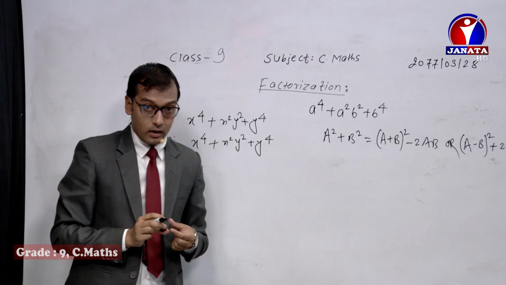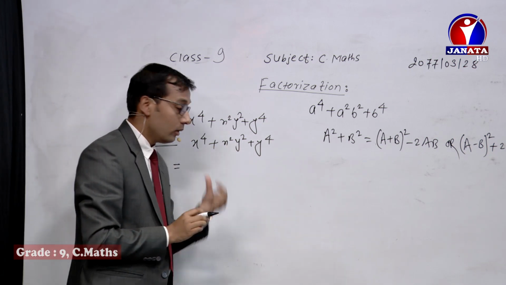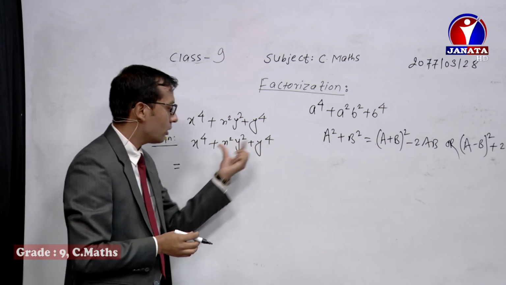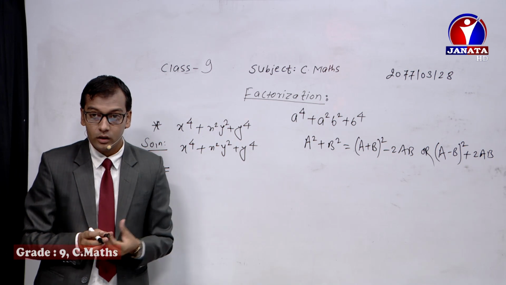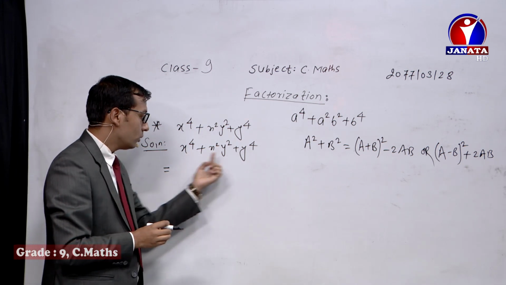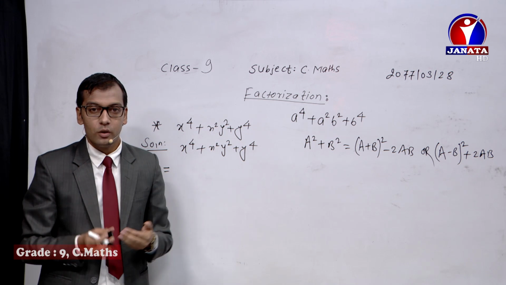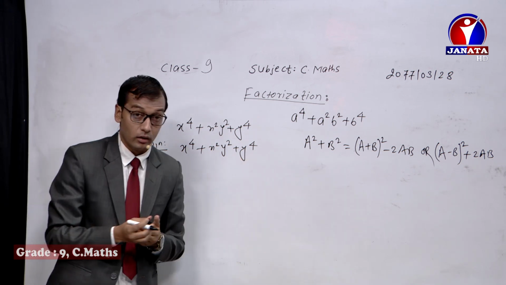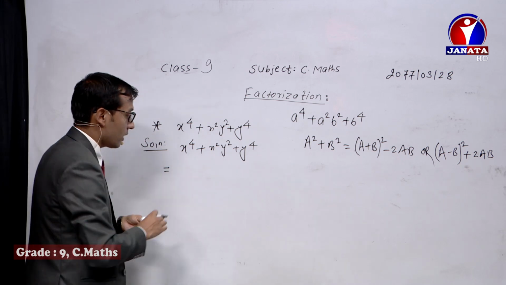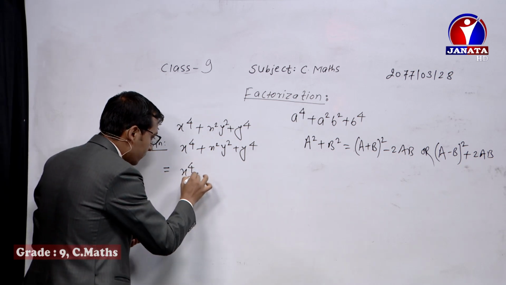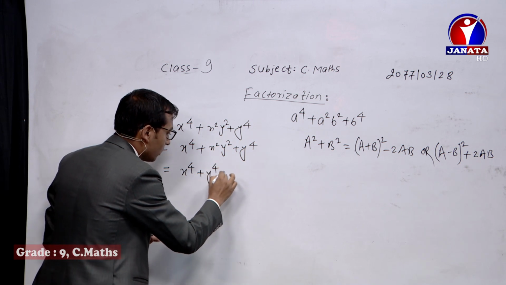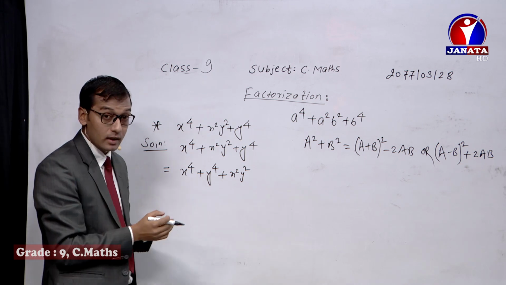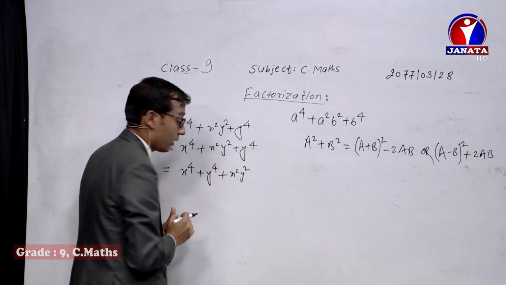How do we factorize this? Here, if we arrange the first and third term, then we can convert x to the power 4 plus y to the power 4 into a square plus b square form, and we can factorize this expression. So I am ordering the terms: first and third, x to the power 4 plus y to the power 4, plus x square y square. The second term is as it is, and here I have written the third term in the third step.